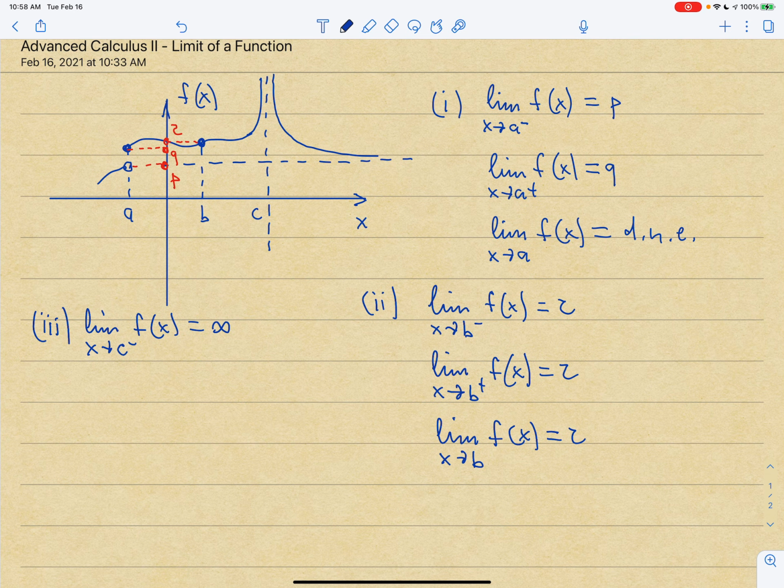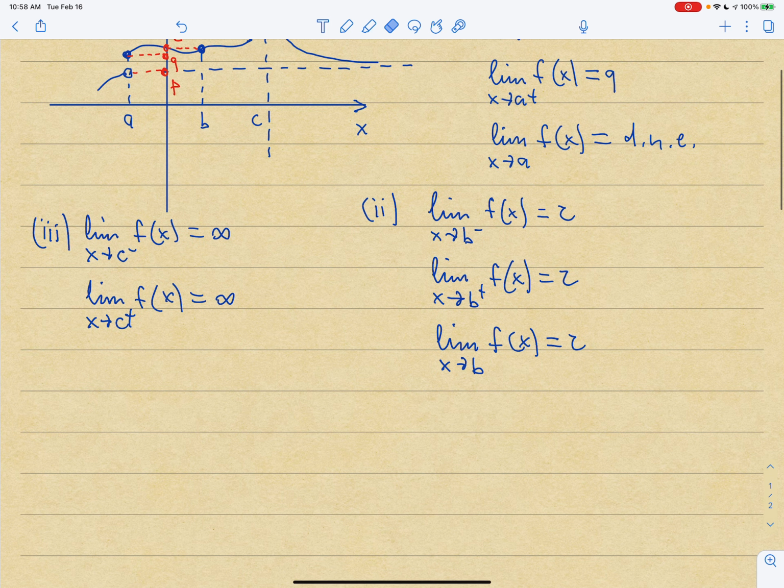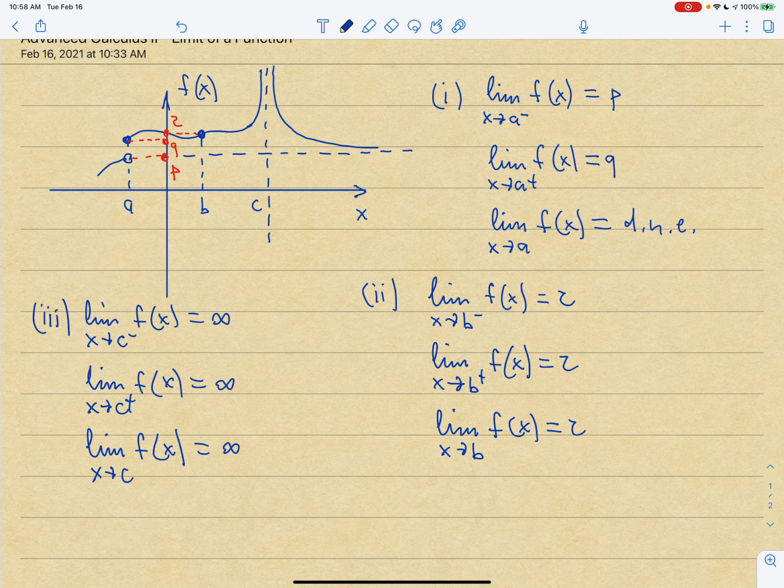Likewise, the limit as x goes to C from the right of f of x is also infinity, right? Because as x approaches C from the right, the graph goes to infinity, so this limit is infinity. And then the limit from the right and the limit from the left are the same, so we say that the limit exists. The limit of f of x exists and is equal to plus infinity.